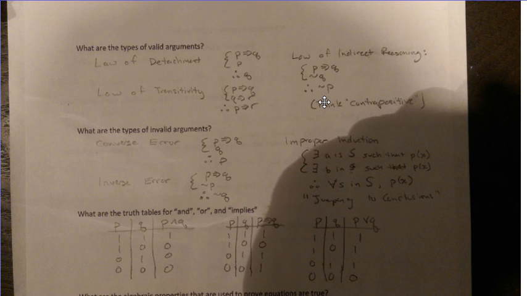And I shouldn't say true statement. That's not exactly right. We're just saying that these are valid arguments. So when I say true, I probably should be saying that they are valid arguments. All three of these are valid.